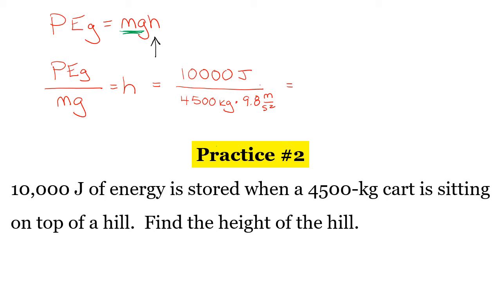So when I go to do the math here, 10,000 divided by 4,500 times 9.8. Now be careful when you enter this in your calculator. You want to put that denominator in parentheses. So it'll be 10,000 divided by, and then put the quantity 4,500 times 9.8 in parentheses. And I get 0.227 meters.